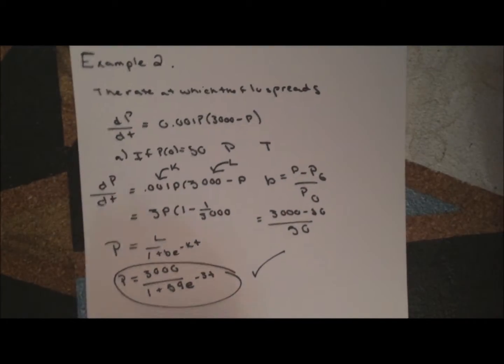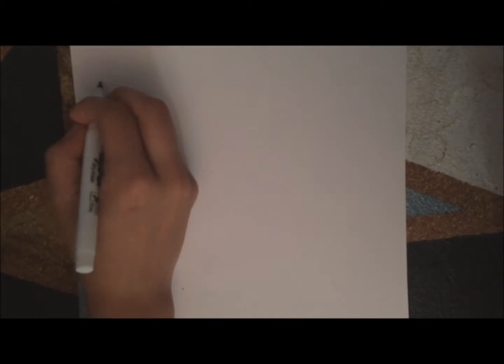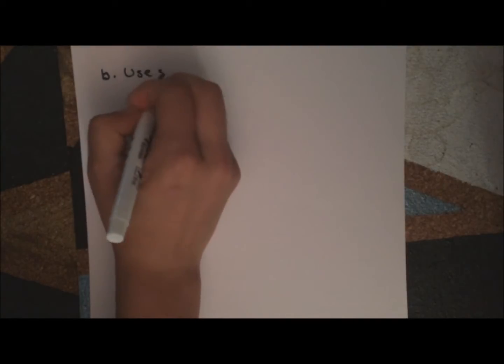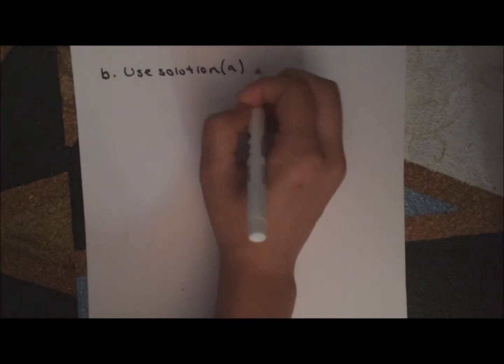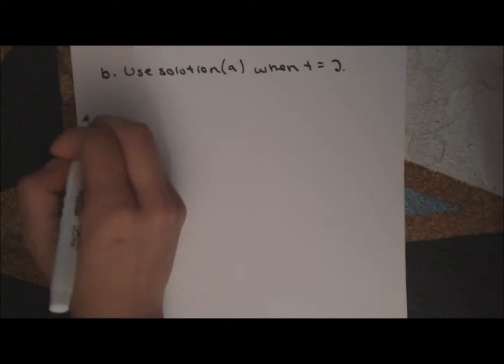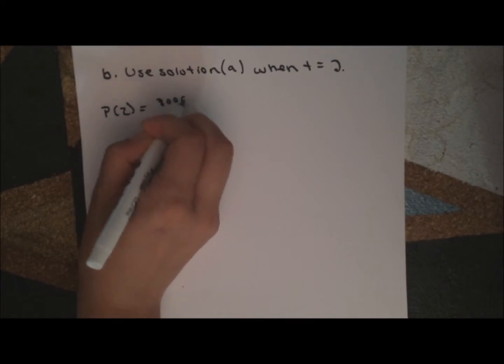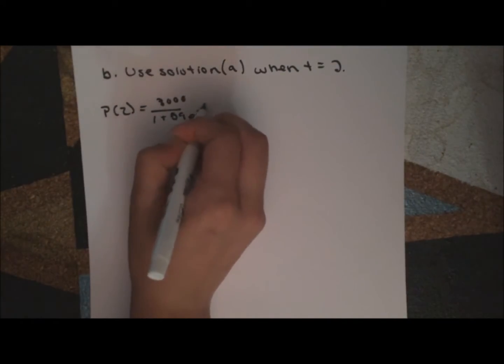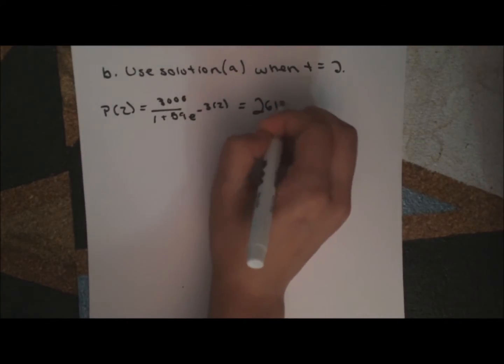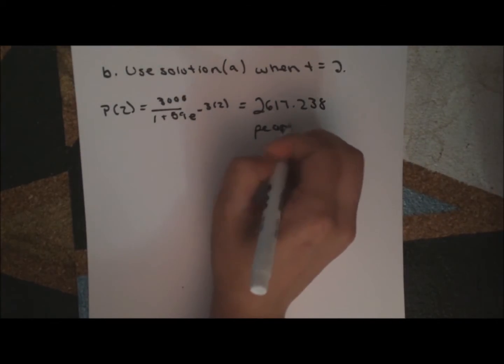Now to part B. In part B, we're asked to use our solution to A to find the size of the population when t equals 2 days. This is a rather easy substitution problem, where we substitute 2 in for t. So 2,607 people are sick after 2 days.